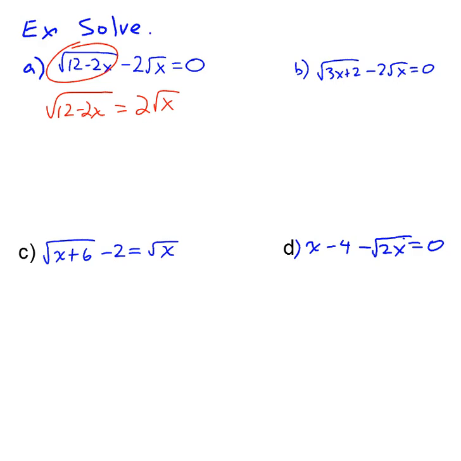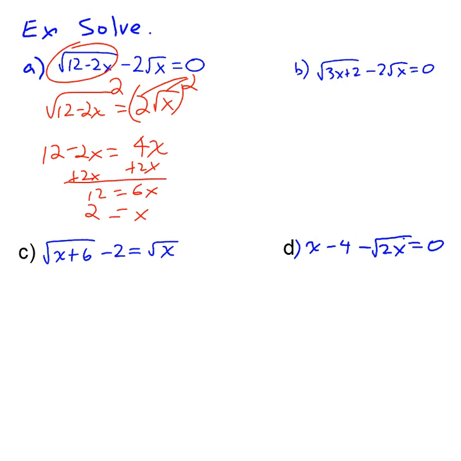Now, why did I isolate this radical? So I can get rid of it. If I square this radical, I can do that as long as I square the other side, right? Wouldn't I be left with 12 minus 2x equals 4x? Think about it. I've got to square the 2 and the radical x. Well, from here, don't I just add the 2x across? I get 12 equals 6x, so x equals 2.